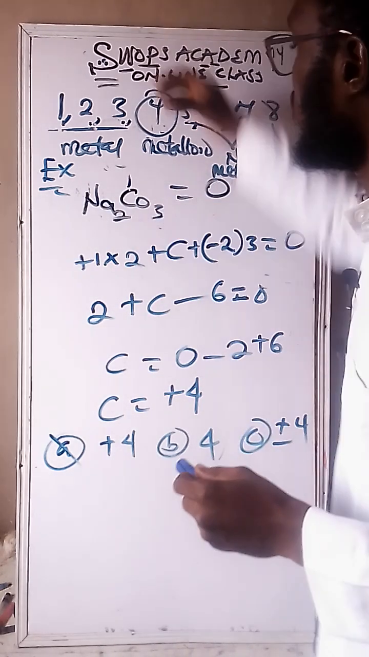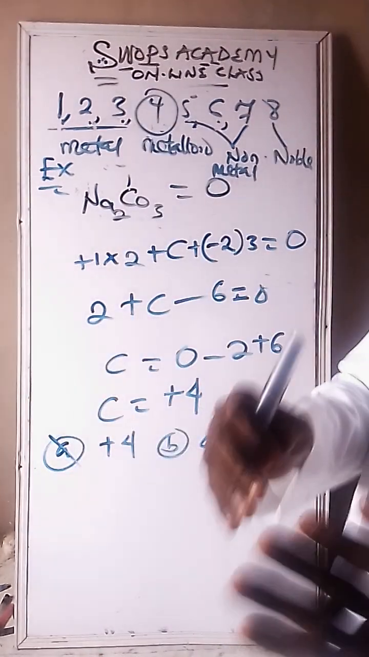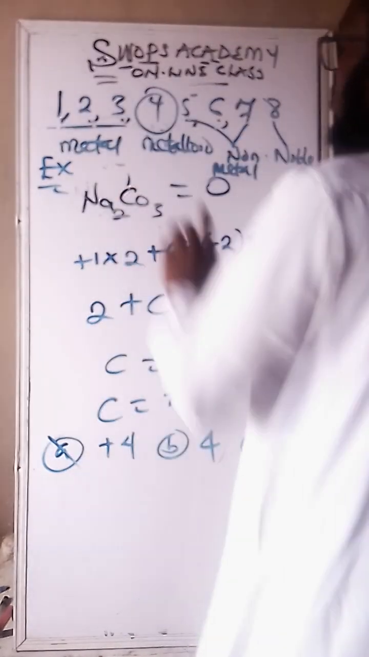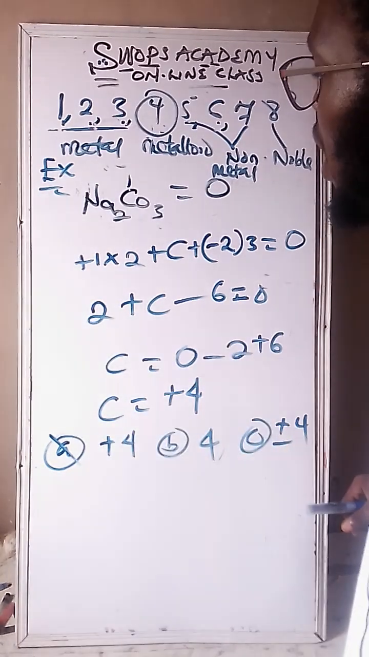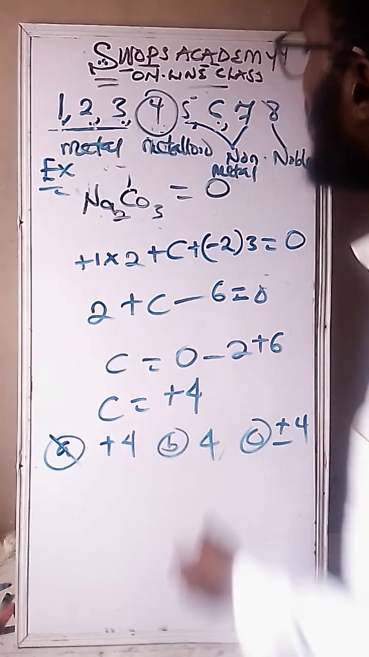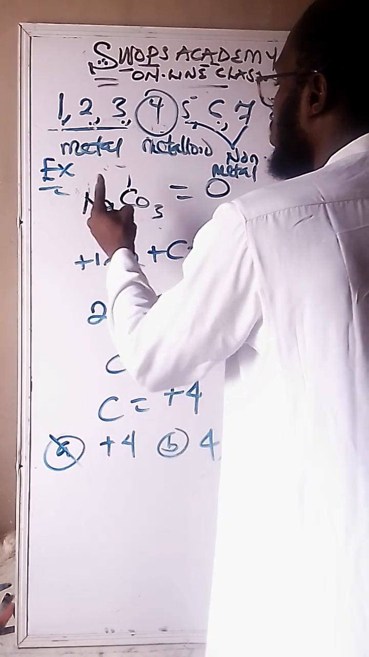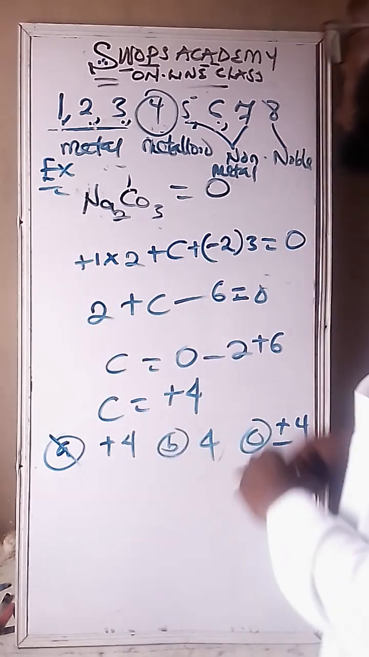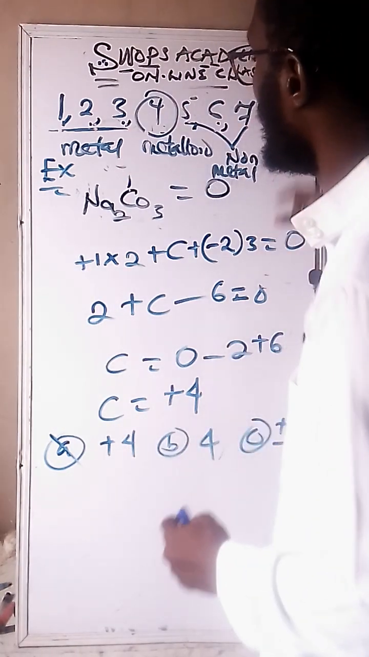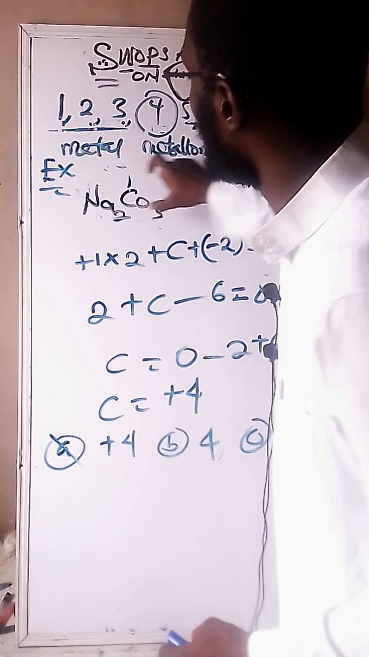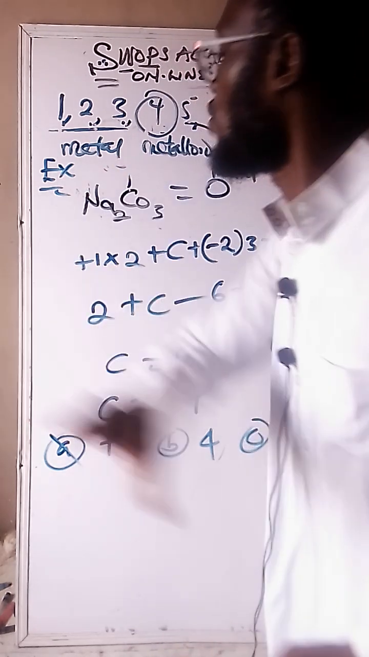Now another question they might ask you here: what is the IUPAC name, International Union of Pure and Applied Chemistry, of this one? In order to know the IUPAC name, the clue I will give you is that if it is 1, 2, 3, the elements that you have here, always go for the second one. Find the oxidation state of the second one. It will pop out the IUPAC name of this one.